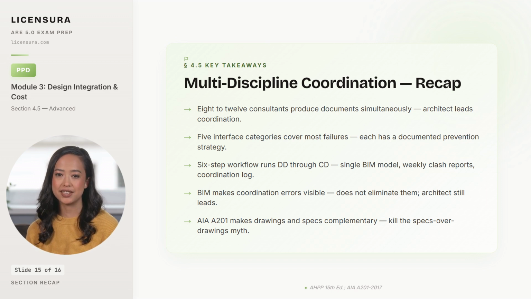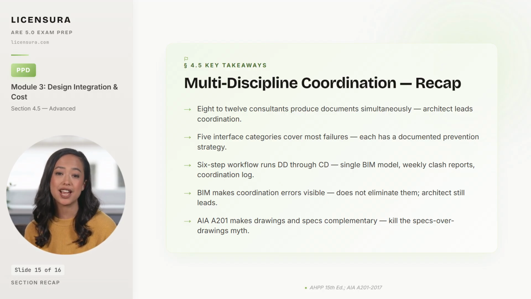and each one has a documented prevention strategy rather than a creative one to invent. A 6-step workflow runs the process from DD through CD: single BIM coordination model, weekly clash reports, coordination log, drawing-spec cross-check at each milestone, integration checklist before CD issue, and RFI pattern tracking from prior projects.